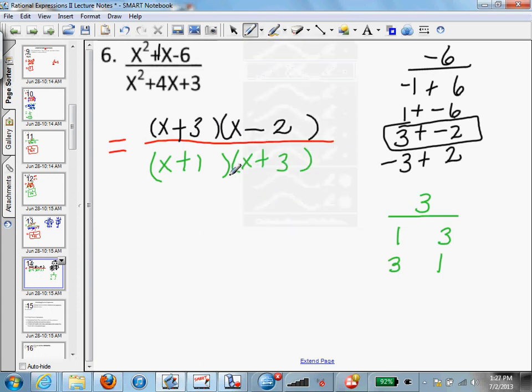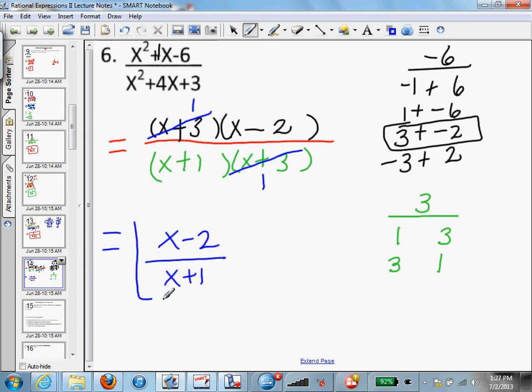Noticing that there's an x plus 3 on top and bottom, we can cross those out, saying they cancel out, leaving us with just 1, leaving us with the terms x minus 2 on top with x plus 1 on bottom. And that is our simplified rational expression.